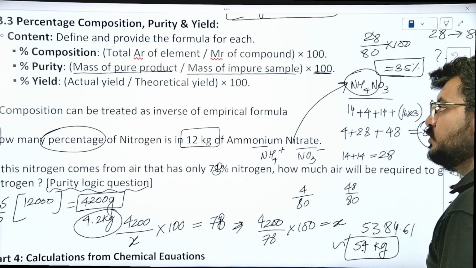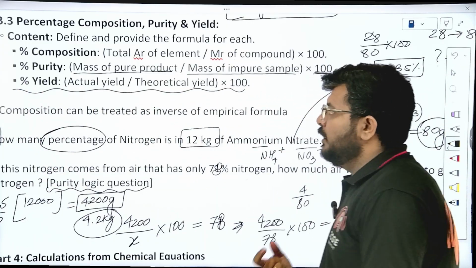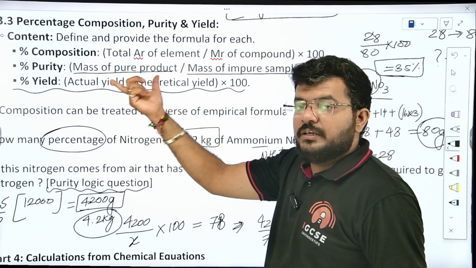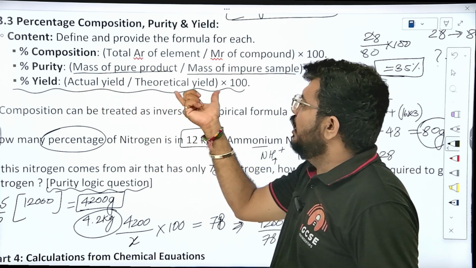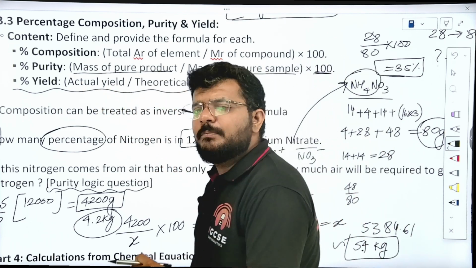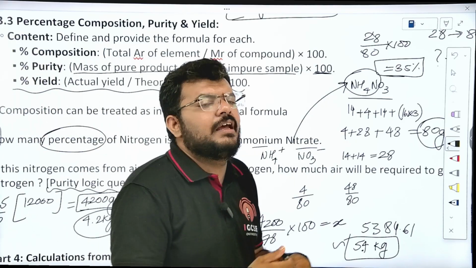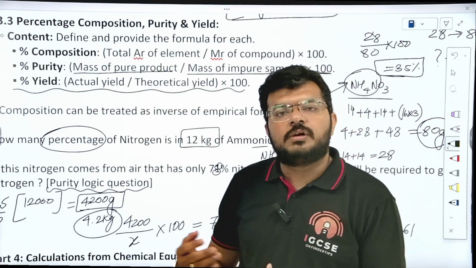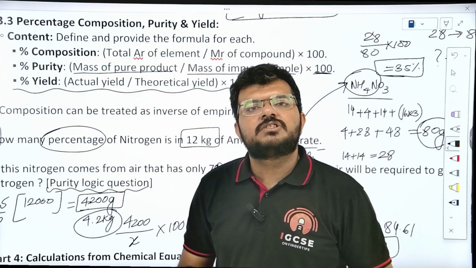After we have understood this, there is also something known as yield. Yield works very similar to purity, because see, mass of pure product upon the mass of impure sample, in other words, actual yield upon theoretical yield. Now what happens is sometimes the process is a little bit inefficient, right? So I am burning coal to produce carbon dioxide and water. I will require oxygen for that.